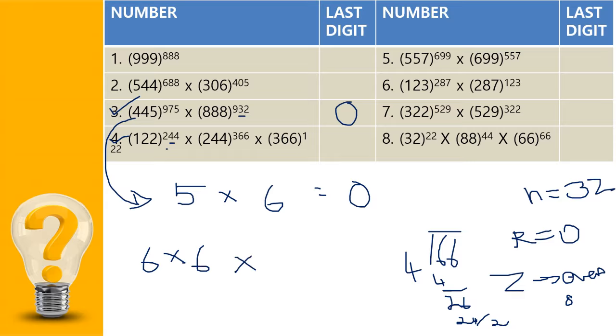6 power any number is actually 6. 366 raised to 122. 6 power any number also gives you 6 only. So the answer, that is your last digit, will be 6 indeed. 6 into 6 is 36. 36 into 6 is again 6.